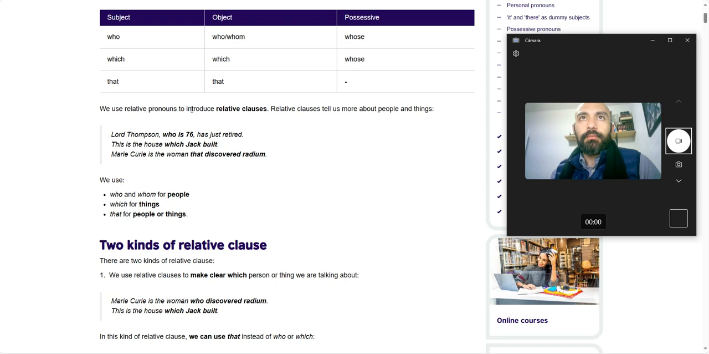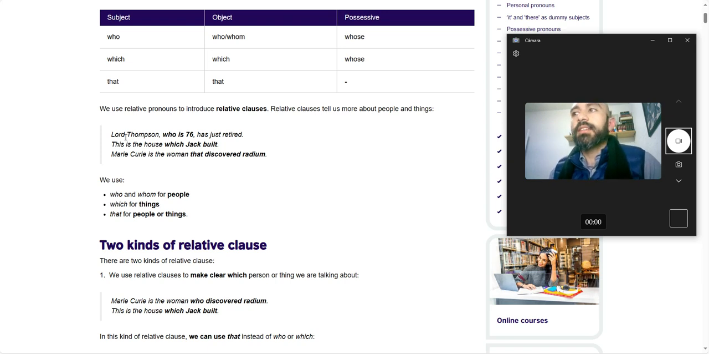So we have relative clauses, which are like sentences that are integrated or subordinated to another sentence. So they tell us a little bit more about what we are finding out about this person or this thing. Or sometimes they help us set it apart from other similar things.